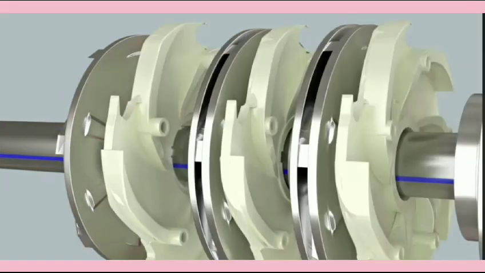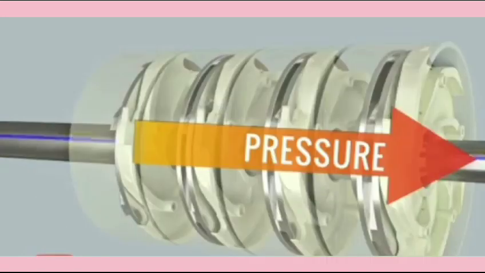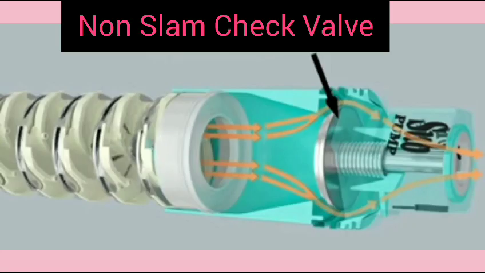The next impeller is connected to the outlet of the diffuser. The series of connected impellers multiplies the pressure gain at each stage. This is the reason why a submersible pump produces a huge amount of pressure head. The water so pumped passes through an inbuilt non-slam check valve of the submersible pump, so the issue of water hammer is effectively reduced by the non-slam check valve.